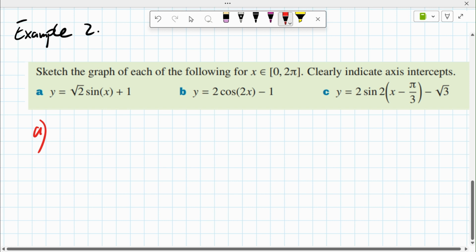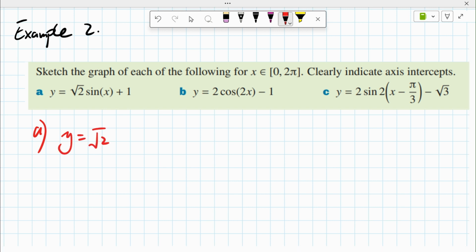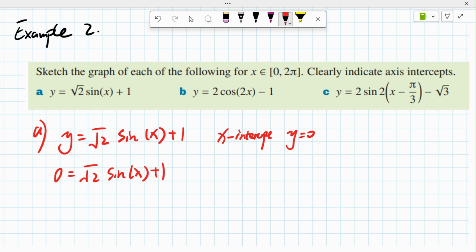So the first one is y equals root 2 sine x plus 1. And we're going to figure out our x-intercept, which is when y equals 0. So 0 equals root 2 sine x plus 1. Which means negative 1 equals root 2 sine x, and negative 1 on root 2 equals sine x.